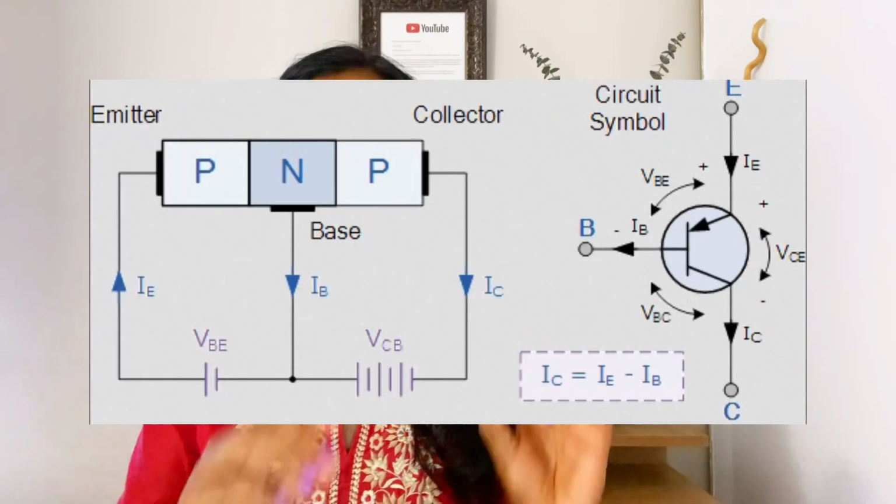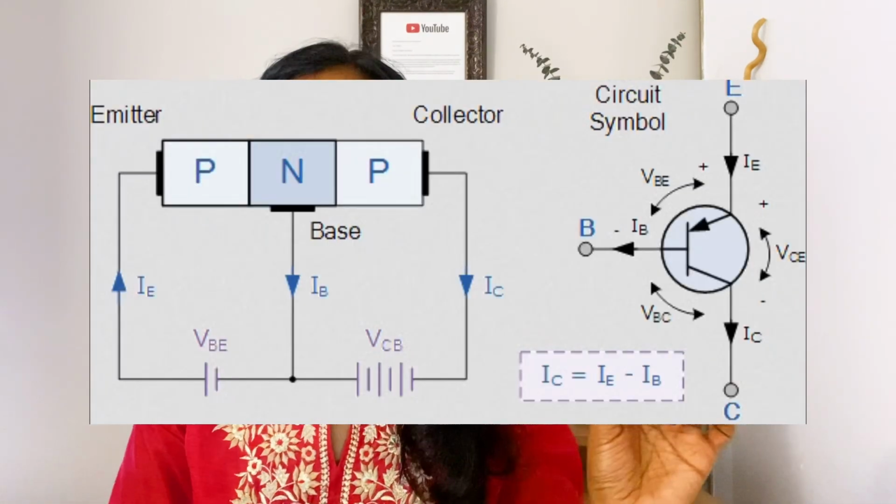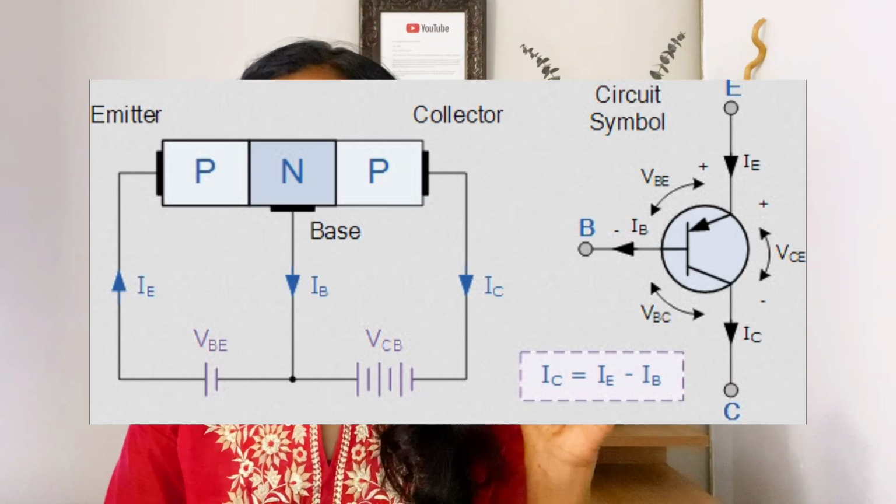The next question is, in a PNP transistor, the current carriers are dash. So it is P, N, P. There are two P's, and P indicates holes. So in a PNP transistor, holes are the current carriers. The reverse happens in the NPN transistor. When it is NPN, there are two N's, and N indicates electrons. So in an NPN transistor, current carriers are electrons, and in a PNP transistor, current carriers are holes.